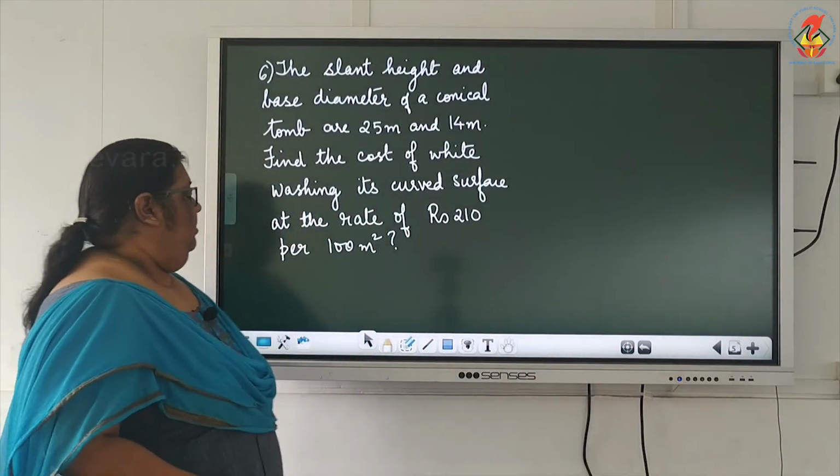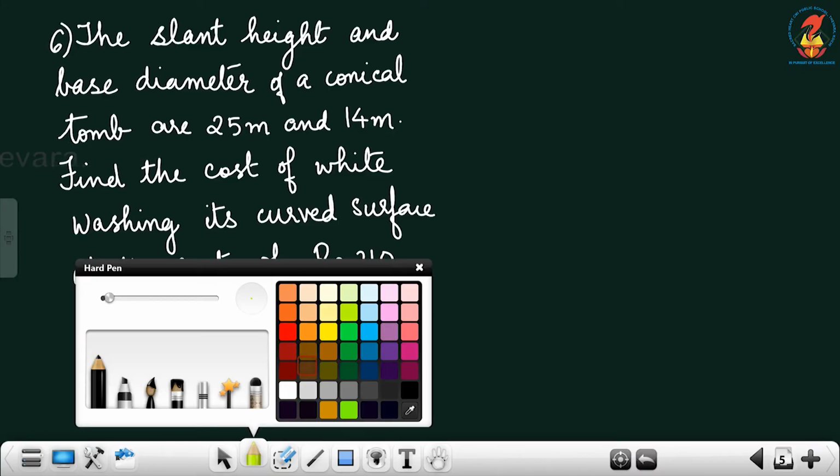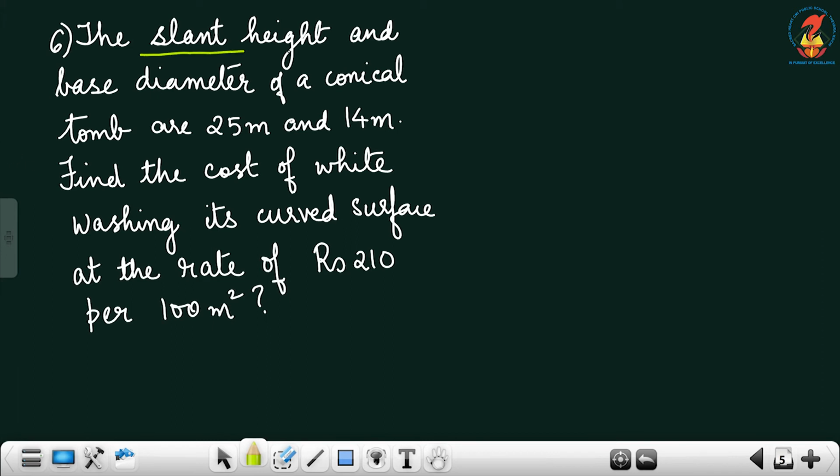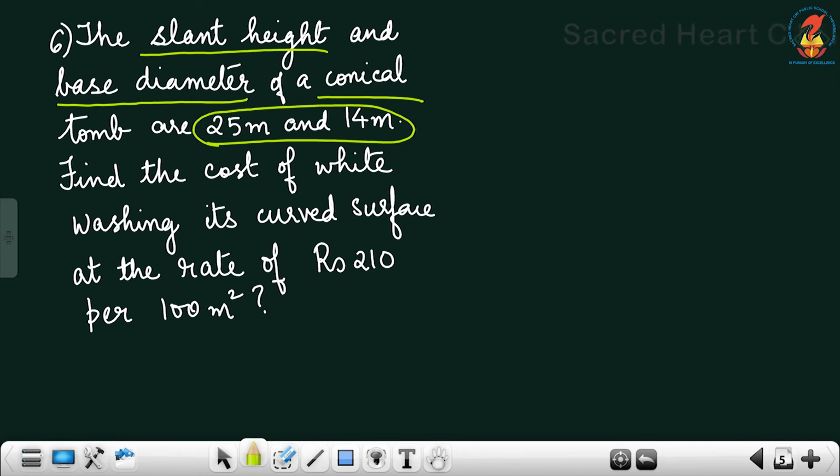Next question. The slant height and the base diameter of a conical tomb are 25 meter and 14 meter. Find the cost of whitewashing its curved surface at the rate of rupees 210 per 100 meter square.